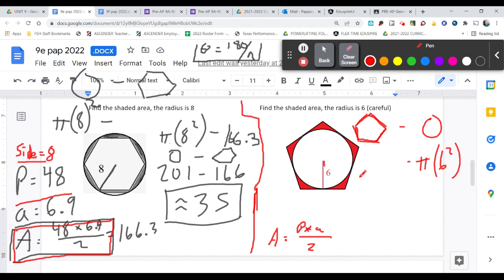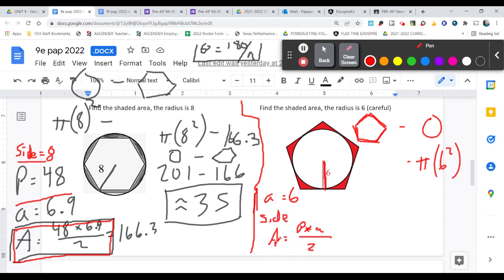What is this 6 right here in the pentagon? Is that the radius? That's the radius of the circle. It's the apothem of the pentagon. So we know the apothem of that pentagon is 6. So what we need to find is the side.